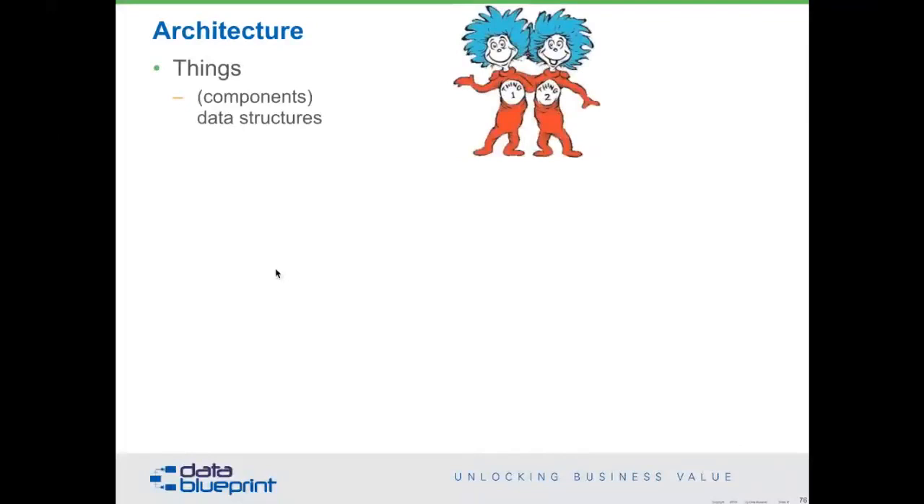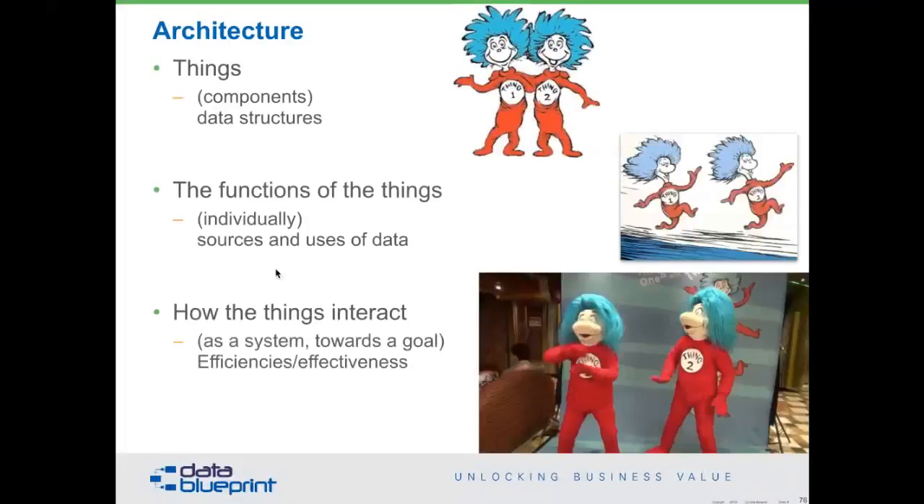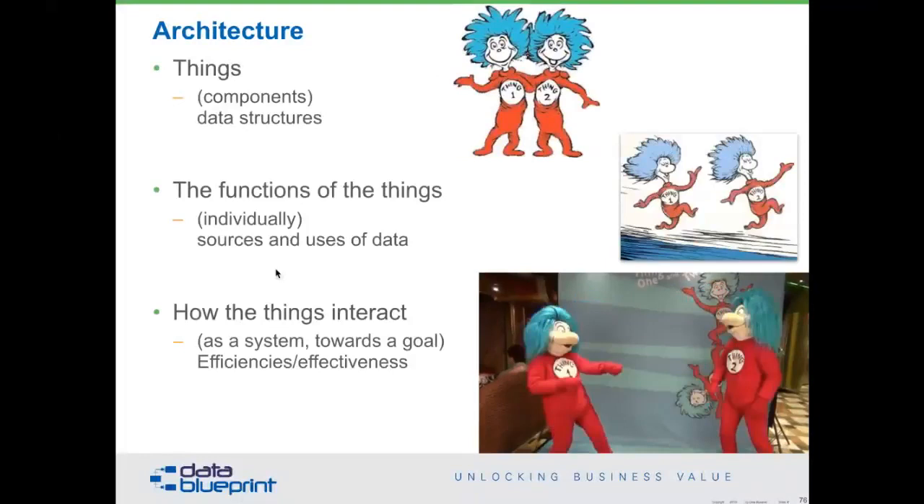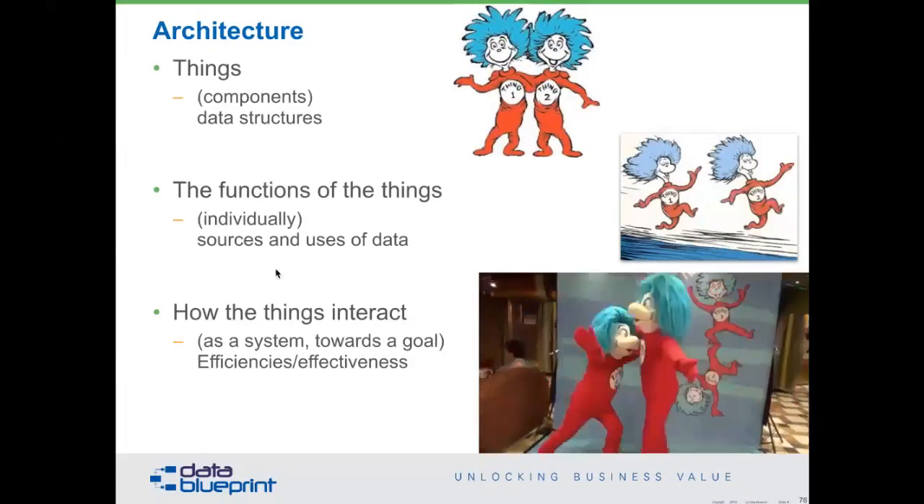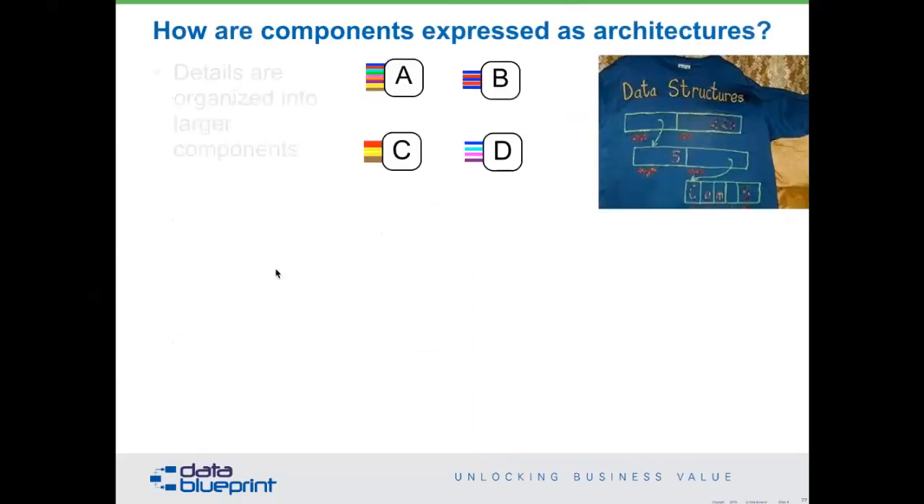Architecture is about things and what those things do and how those things interact. And if we understand those three pieces, we've got a pretty good understanding of what it means to use metadata in these ways. So how are these metadata components expressed as architectures? Well, we start out by organizing details into larger components. You don't approach a door and say, I'm going to grab the metal thing here and twist it and make it open. You say, I'm going to open the door.